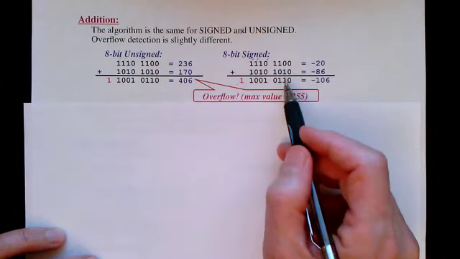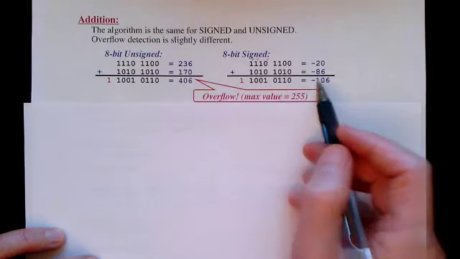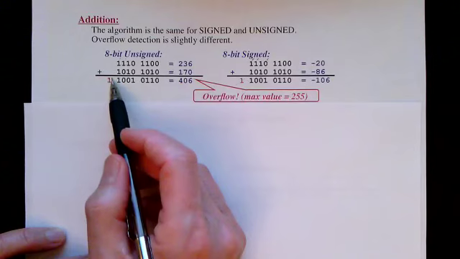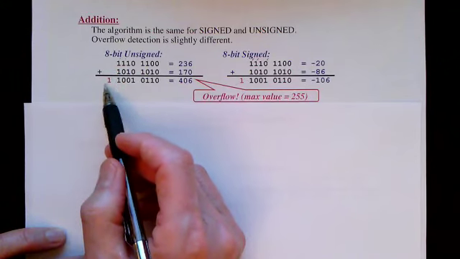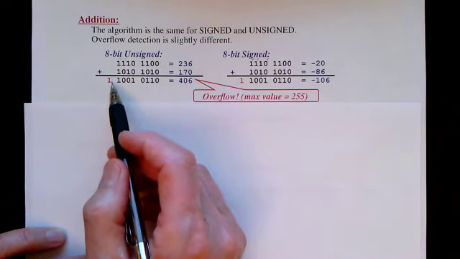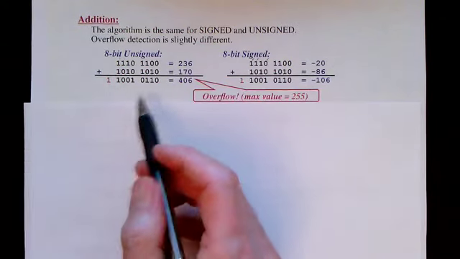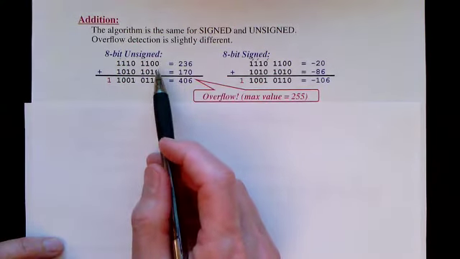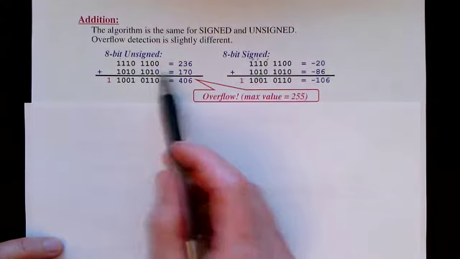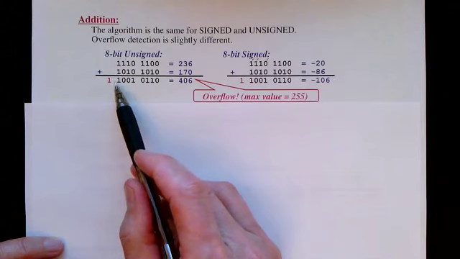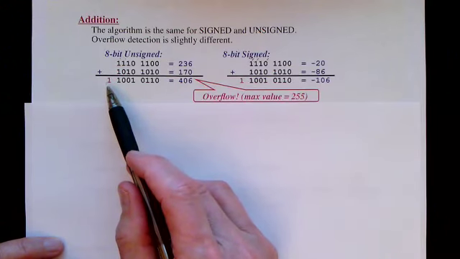So in the signed version, it did not overflow. In the unsigned version, it did overflow. This was a significant bit, and if we eliminate it, we're changing the value. Okay, so the only difference between the addition between signed and unsigned is how you detect overflow, if the number won't fit in the amount of space you've got for it.